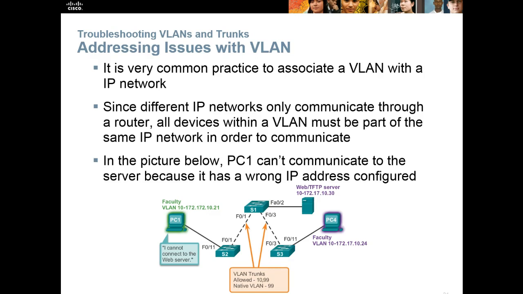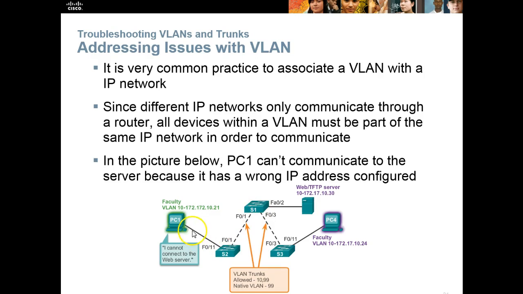So when I mentioned giving VLAN numbers IP network numbers, it's just to make it easy. So in this case, if you look over here at the web server, 172.17.30.10, that's off on its own. It doesn't really need a VLAN, but over here the faculty VLAN, VLAN 10, is 172.17.10.24. It's in network 10, so faculty VLAN 10. All right.